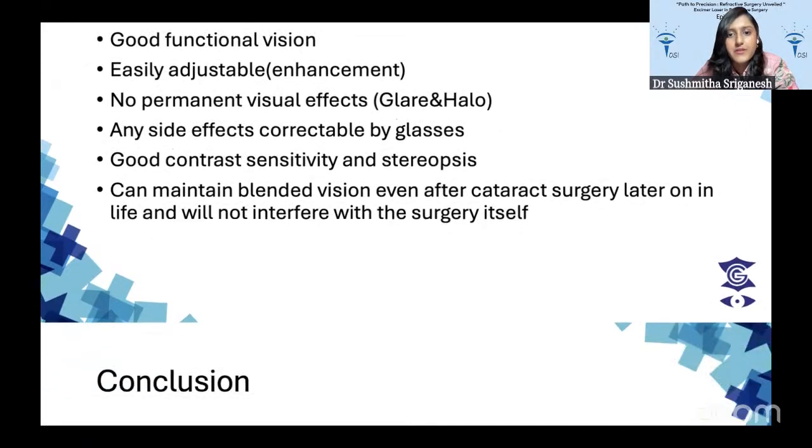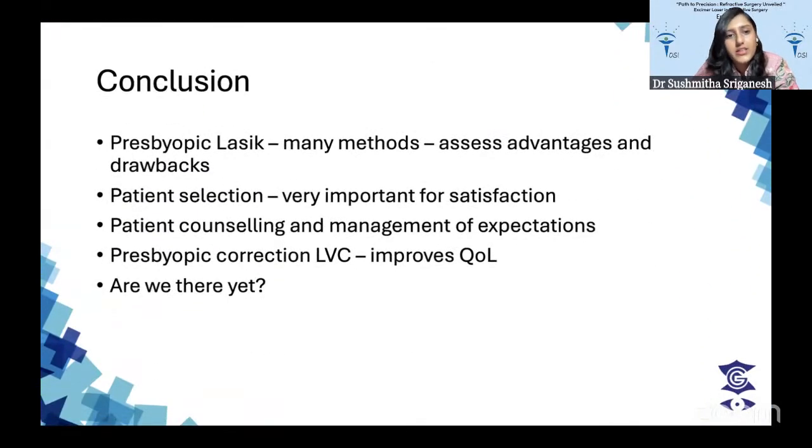So I'd like to conclude by saying that presbyopic LASIK has many methods. We should assess the advantages and disadvantages based on the patient.